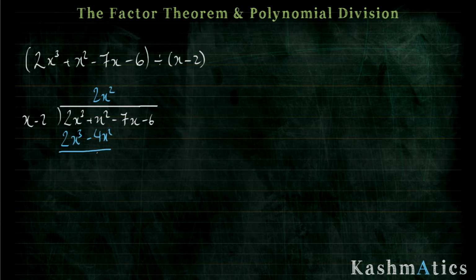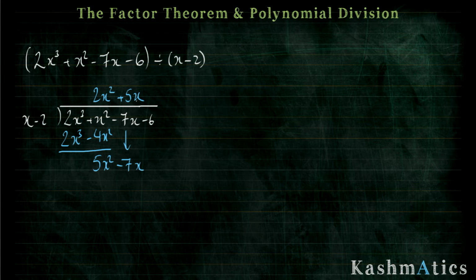So I need to subtract now, so this bit will cancel out, and x squared take away minus 4x squared would give me 5x squared. Be careful with these negative terms. Then bring this down. That's like hooking your remainder on. And then ask yourself the question, what do you multiply x by to make 5x squared? And the answer is 5x.